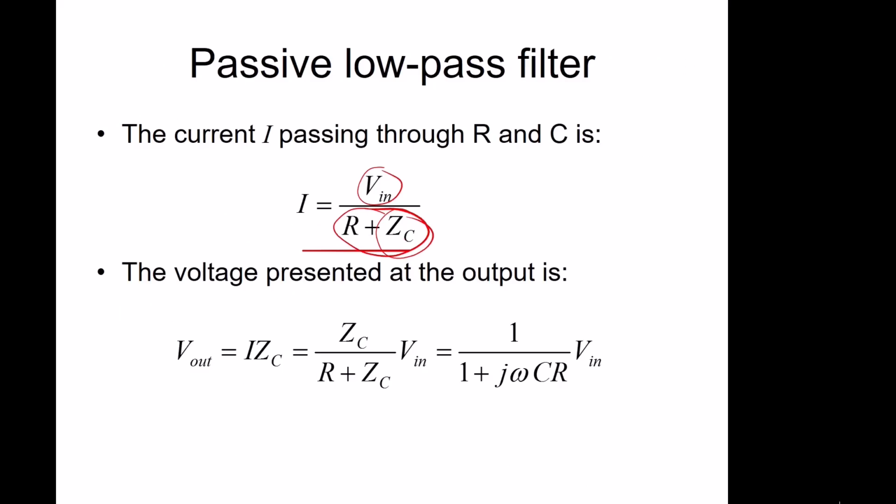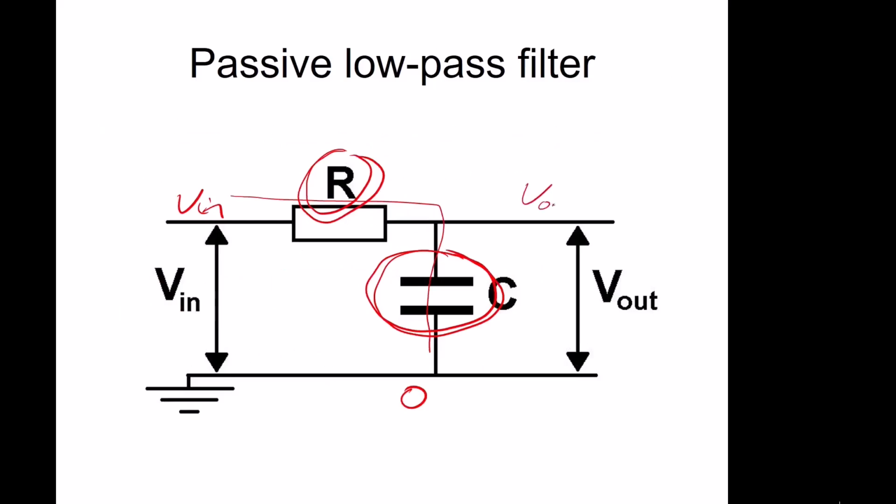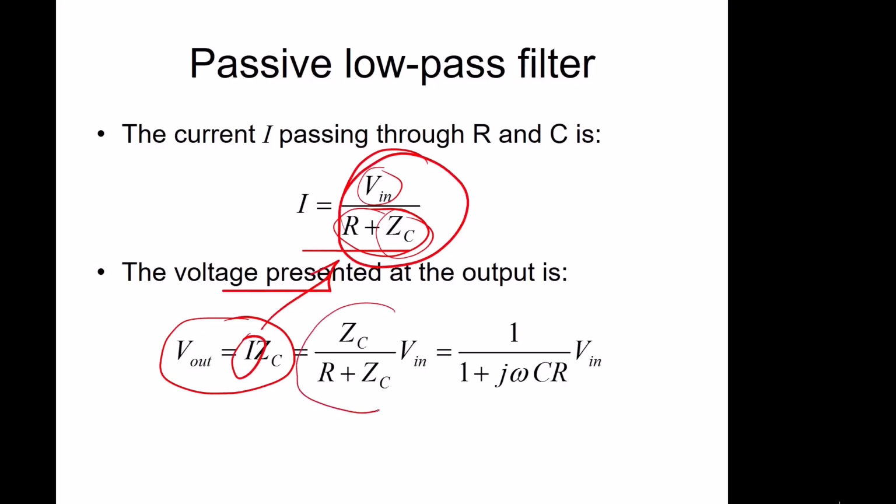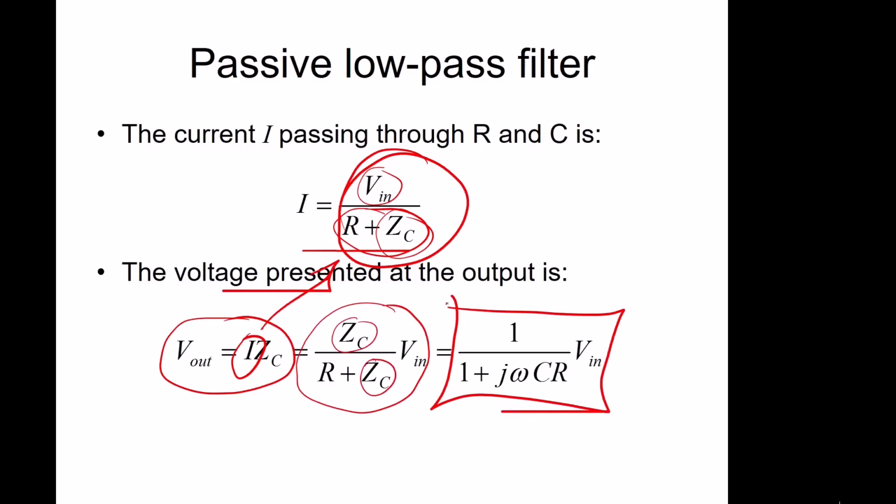The output voltage, V out, so the potential difference between this point and ground here, is just V out equals the current times the impedance through the capacitor. So V out equals I times the capacitor impedance, and we know I is from this equation here, so we substitute that in, we get this term, and then if we substitute in ZC and rearrange, we get our transfer function out, which is this term here.